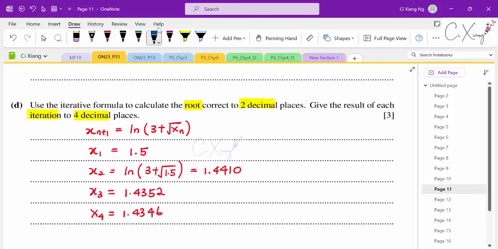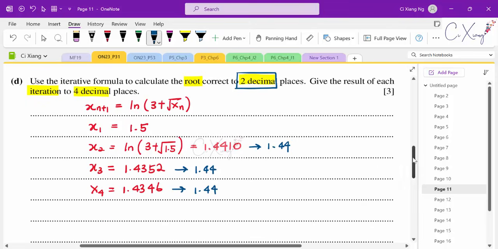stop by checking the answer to 2 decimal places, because your final answer for the root is 2 decimal places, right? So what you can do is have a try. This one, the 2 decimal places answer gives you 1.44. This one also gives you 1.44. This one also gives you 1.44. So you can see that 1.44 has been repeated 3 times.